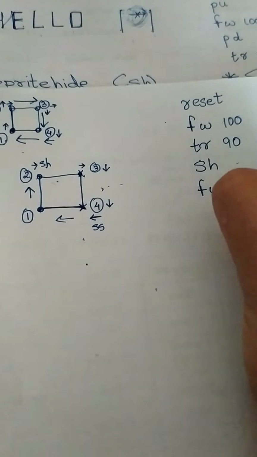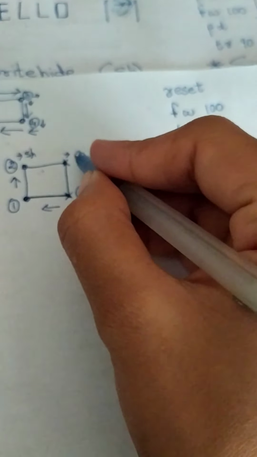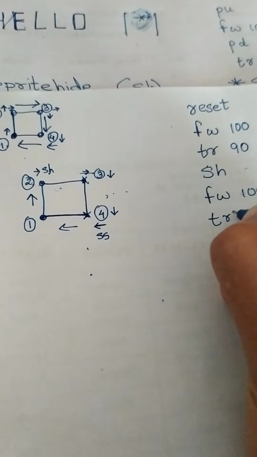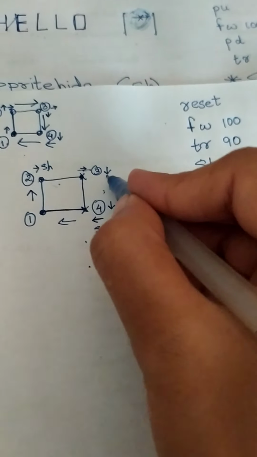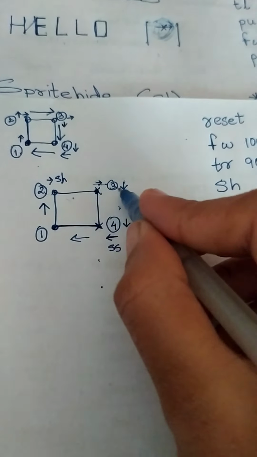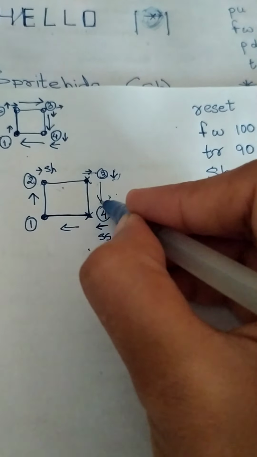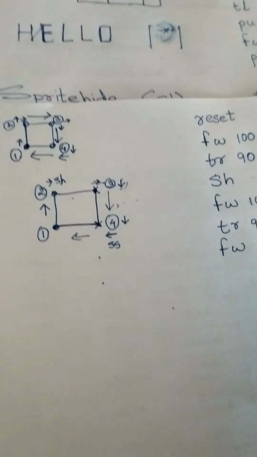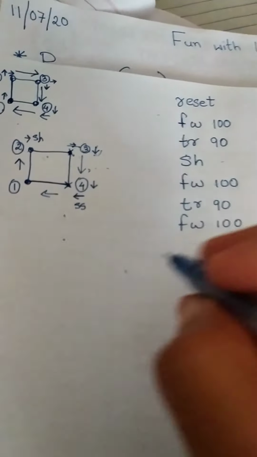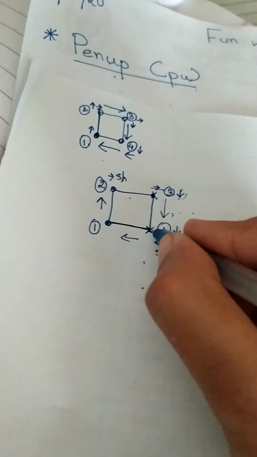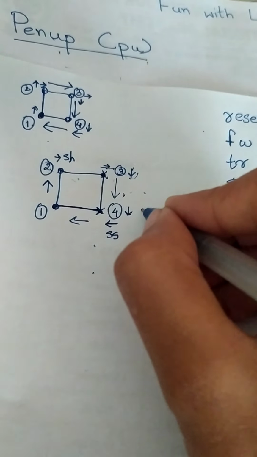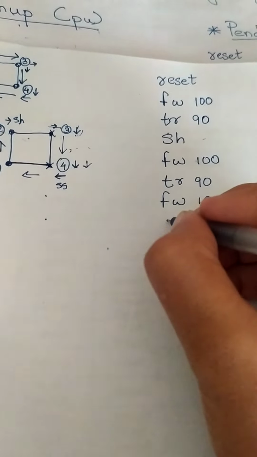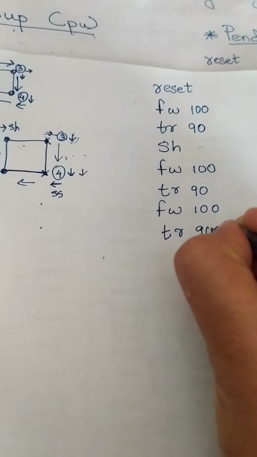Then forward 100. It is over here facing this side. So the next command will be turn right 90 degrees. It is over here facing this side. So forward 100 will be the next command. The turtle has come over here and it is facing this side downwards. So which will be the next command? Turn right by 90 degrees.